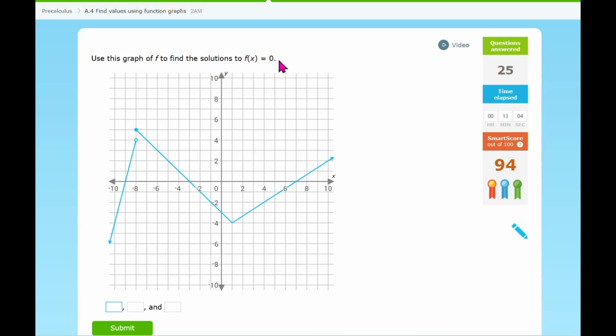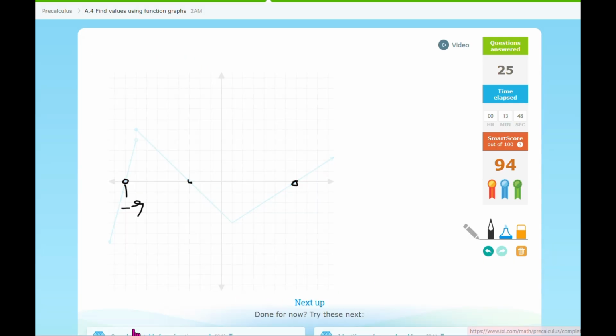All right, so we want f of x to be 0. That means y has to be 0. So if y is 0, then there are 3 x values: this one right here, this one right here, and this one right here. f of negative 9 is equal to 0, so the first value is negative 9. f of negative 3 is equal to 0, and f of 7 is equal to 0. So these are the solutions.